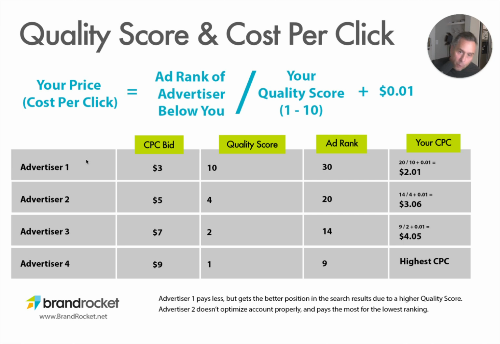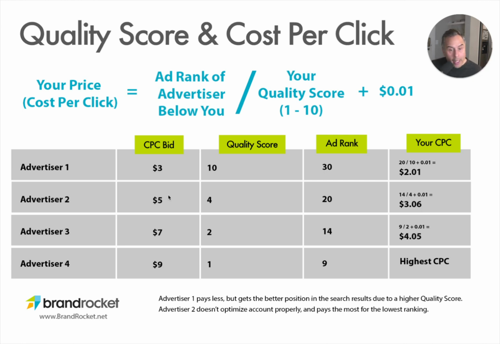Remember, they're in the first position here. Advertiser 2 spends $5. Their quality score is maybe a C, quality score 4. Ad rank of 20 as a result. If you plug that in, $3.06.